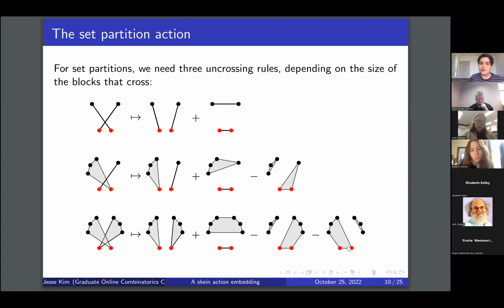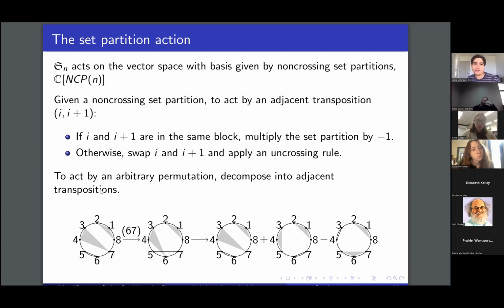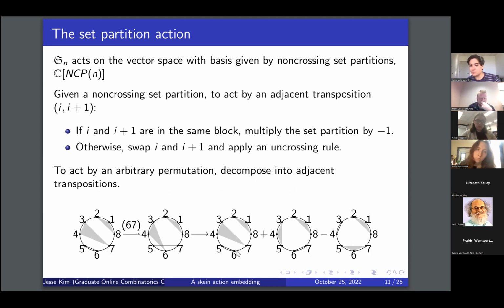The way this action is defined is similar to the matching action, but we first define it for adjacent transpositions. Looking at the diagram on the bottom, for an adjacent transposition you swap the 2 elements. If we act by the transposition (6 7) on this set partition on the left, we swap 6 and 7. Now we have 2 blocks that cross in a similar way to one of the rules on the previous slide: a block of size more than 2 and a block of size 2. So we apply this middle rule to uncross these blocks, and we end up with a sum of 3 non-crossing set partitions.